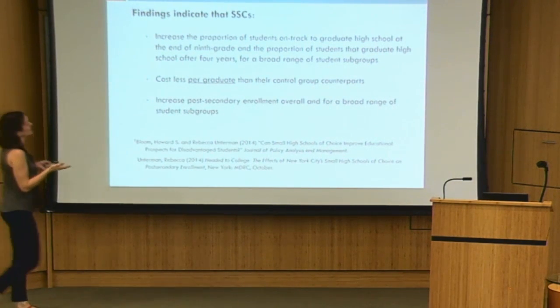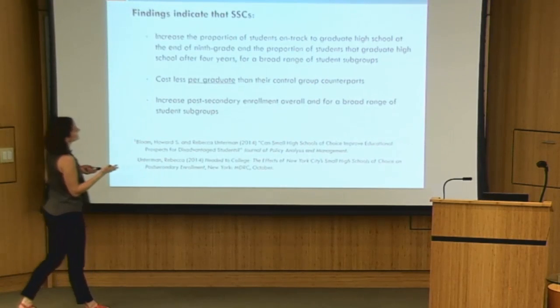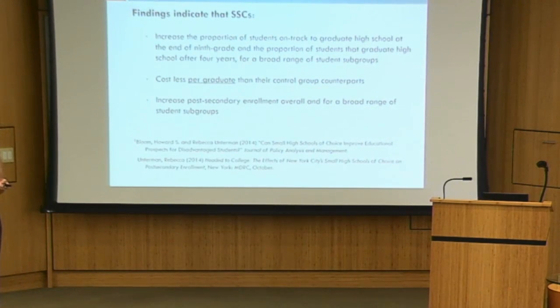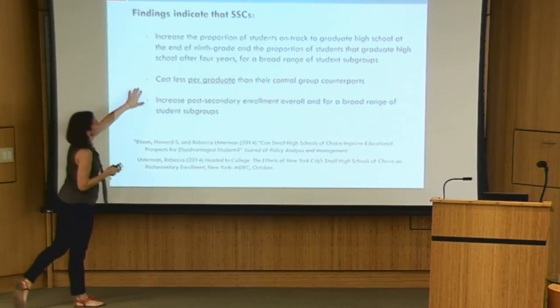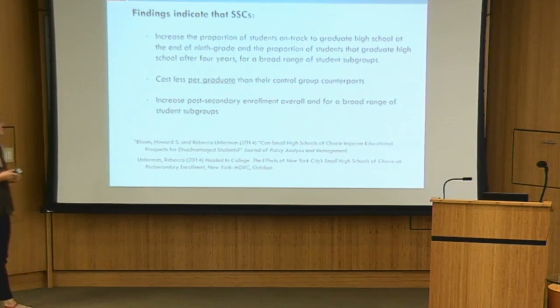So it had a big impact on track status. It also had a big impact on timely high school graduation, so graduation within 4 years. The SSCs cost less per graduate than their control group counterparts, and they also increased post-secondary enrollment. So there's a lot of excitement around the SSCs, as they've generated a lot of positive impacts. Howard and Becky are continuing to do a lot of work to really unpack why this is. What is it about the small schools of choice?